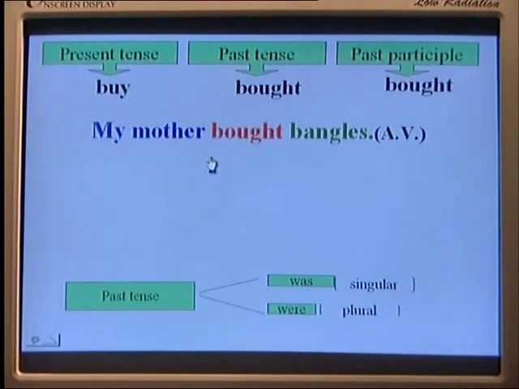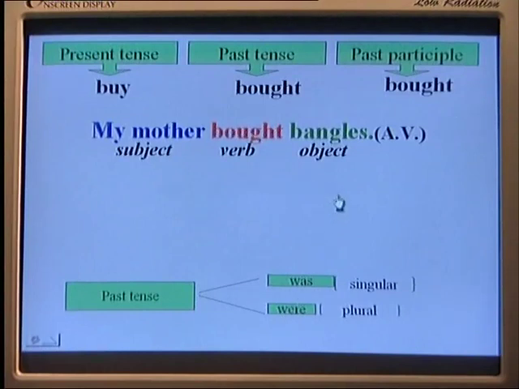Let us divide the sentence first into subject, verb and object. My mother is the doer. Okay. Therefore, this is subject and the work here is buying, that is bought, therefore, it is verb. What did she buy? Bangles, therefore, bangles is the object. Okay. So, here the bangles is in plural form, therefore, you should use were.